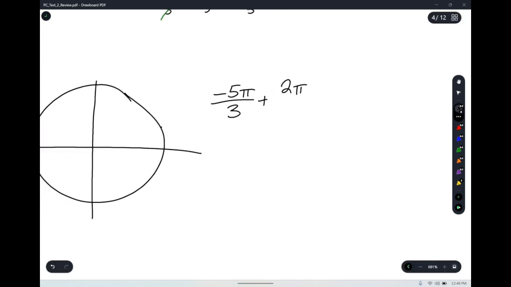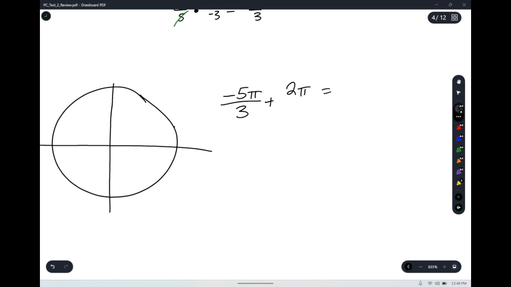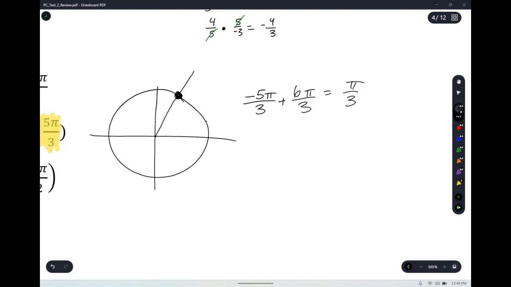Okay, well, I'm still going to add 2 pi. How else can you write 2 pi? 6 pi over 3. And you end up with pi over 3, which is the first chunk right there. I see what you're saying. I thought you were saying reflect the first quadrant to finish, like when you finish your circle by reflecting.